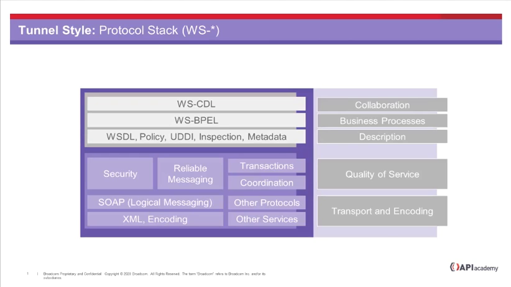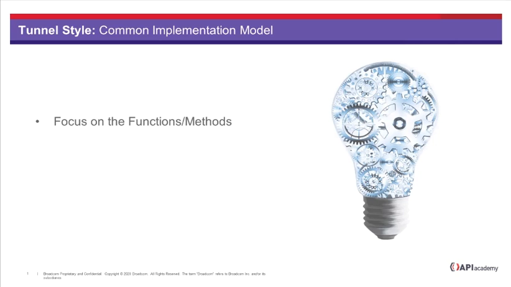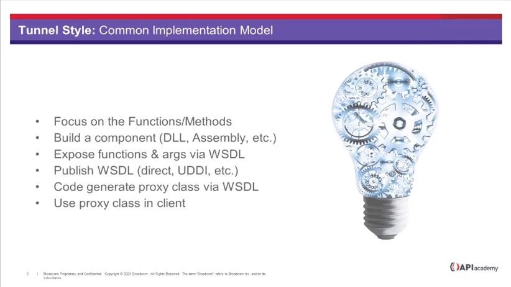SOAP defines an RPC-like interface for application integration and utilizes a standard called WSDL to describe the interface. Client applications can generate proxy code based on the WSDL document and make calls as if the remote component is local. The most common implementation model for SOAP is to focus on the functions and methods. The service provider creates a WSDL document and publishes it, which allows potential consumers to consume the WSDL and generate proxy classes that will use those web services.